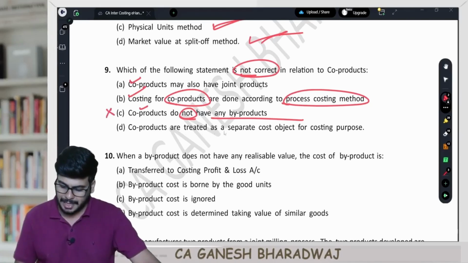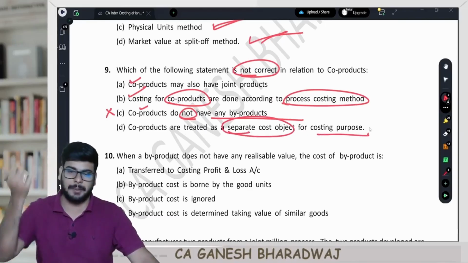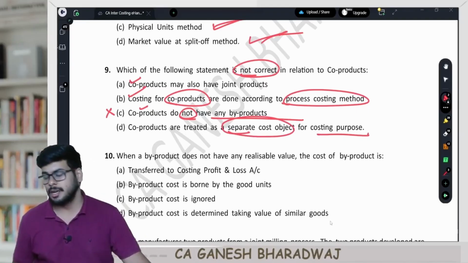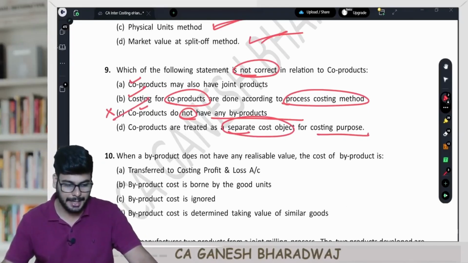Fourth one, co-products are treated as a separate cost object for costing purpose. Yes, I treat it as a separate line item, separate product only, similar to my joint products. Clear with this, guys? Yes. So obviously the answer is C.